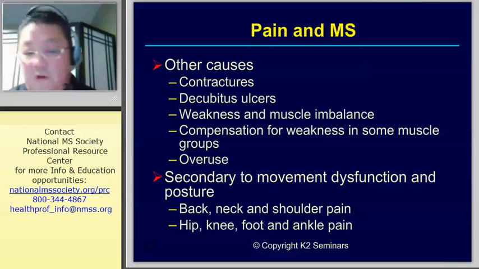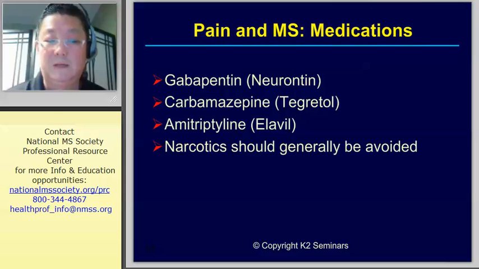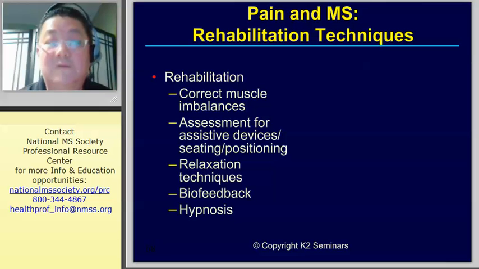Other pain can be caused by contractures, as we saw with that patient in Amy's presentation. The decubitus ulcers can cause pain as well. Weakness and muscle imbalance can cause inappropriate joint movement and certainly pain associated with that. Compensation for the weakness in some muscle groups, and then definitely overuse, using the wrong muscle to overcompensate for the function. And then secondary to movement dysfunction and posture, you have back, neck, and shoulder pain, hip, knee, foot, and ankle pain, all of which we're going to be able to address very easily.